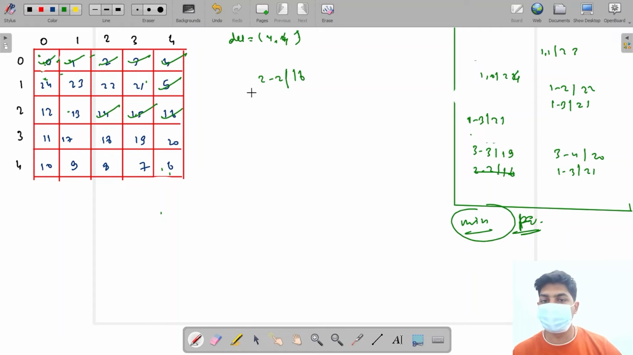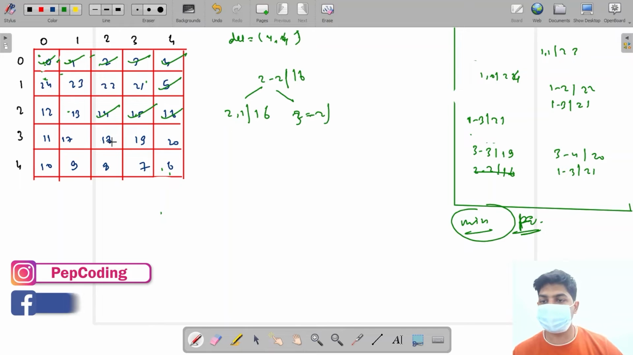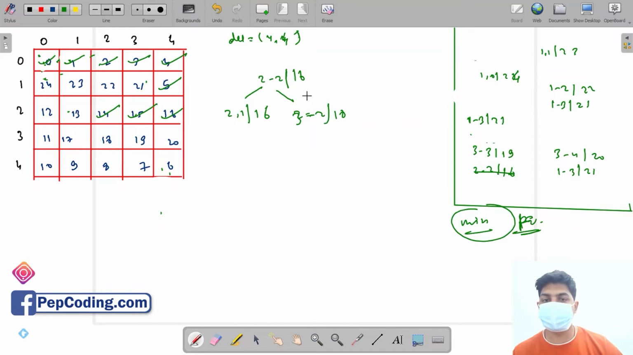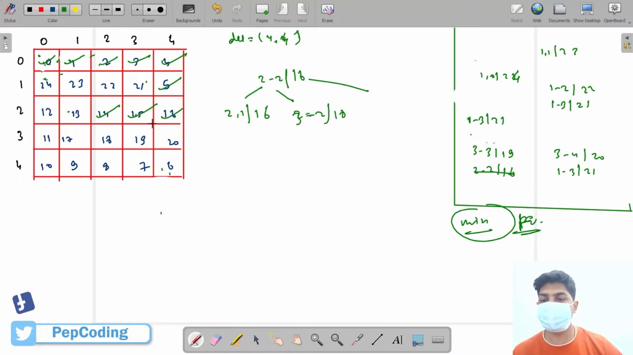From 2 comma 2 we can go to 2 comma 1, and here it is at height 13. The maximum we have traveled in our path is what? 16. So we will store 16 only. And from 2 comma 2 we can go to 3 comma 2. It is at height 18, so 18 will be stored since 18 is greater than 16. So we will wait for 18 minutes of time.